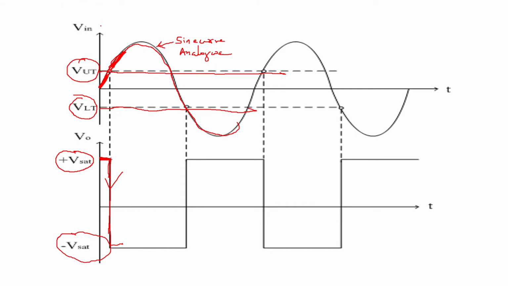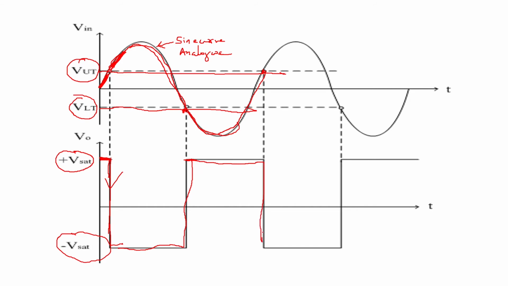Again, when the input varies and comes to a point where it becomes less than the lower threshold voltage, the output which was at minus Vsat changes its state to plus Vsat. Again, when the input varies from the negative side and crosses the upper threshold voltage, the plus Vsat changes to minus Vsat.